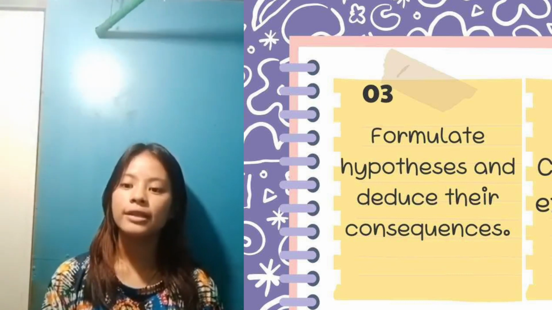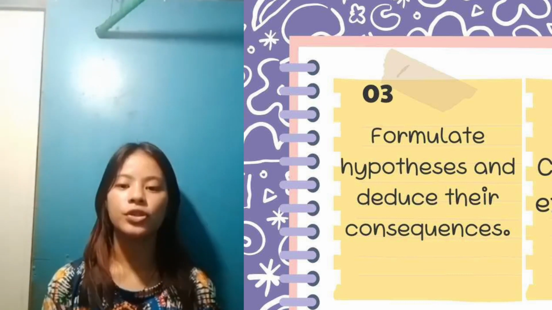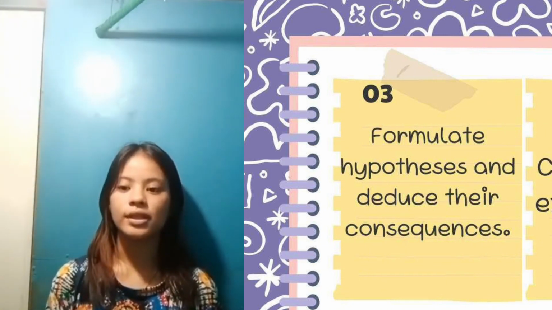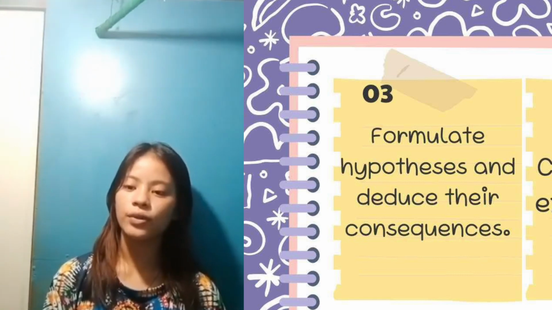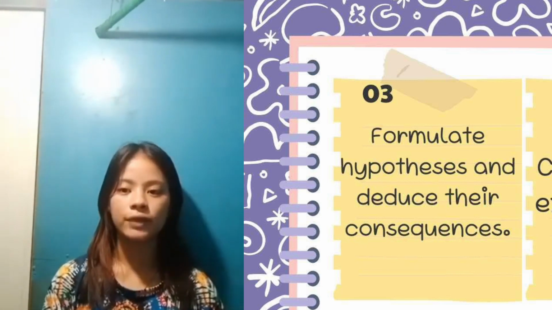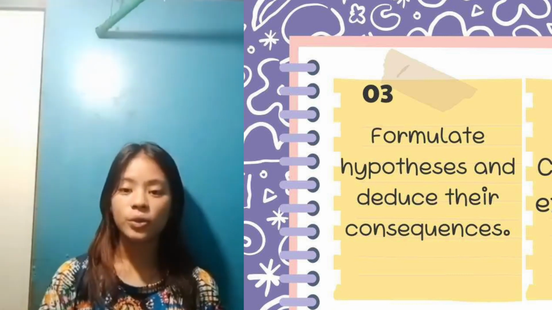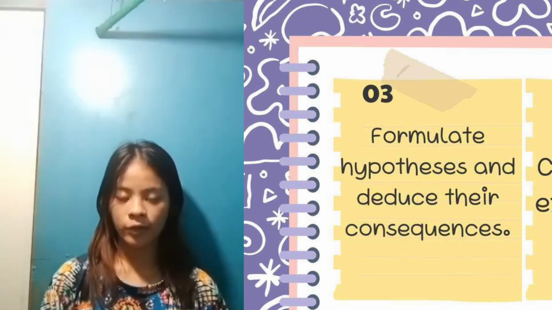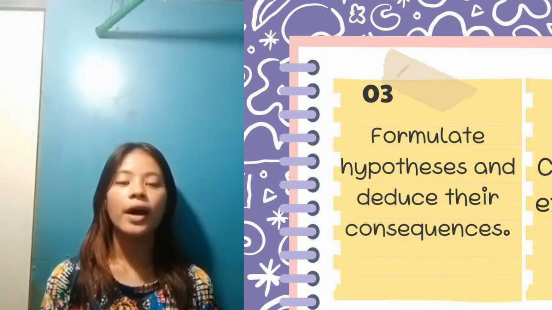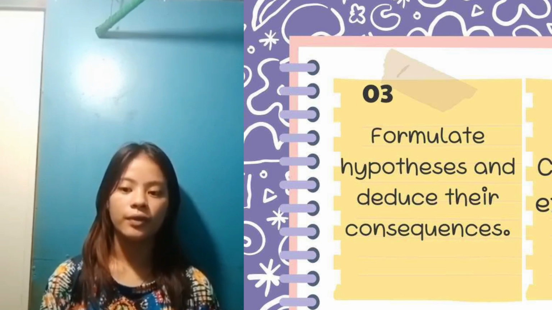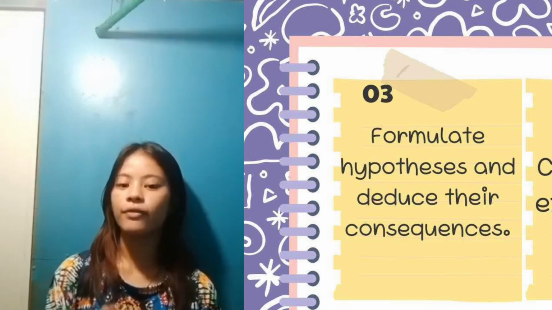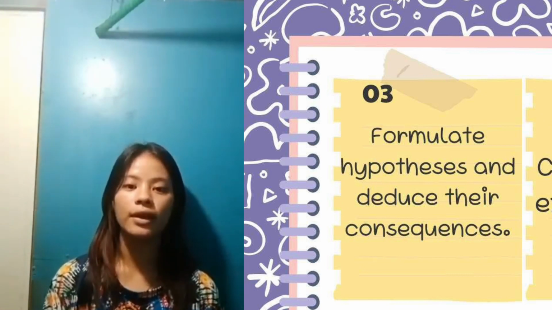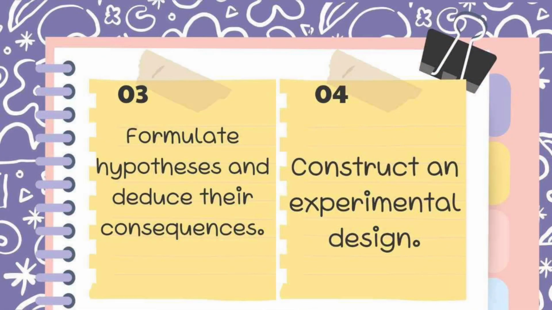Third, falsifiability. A hypothesis should be formulated in a way that it can be potentially proven false. Fourth, objectivity. Formulating hypotheses and deducing their consequences helps to maintain objectivity for the scientific process. By specifying the expected outcome in advance, a researcher can maka-minimize and avoid selectively interpreting the results to fit their expectations.